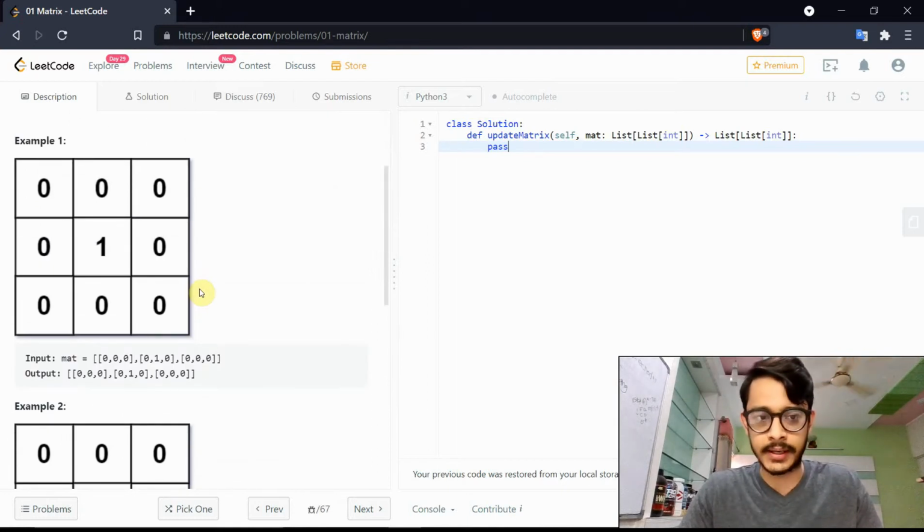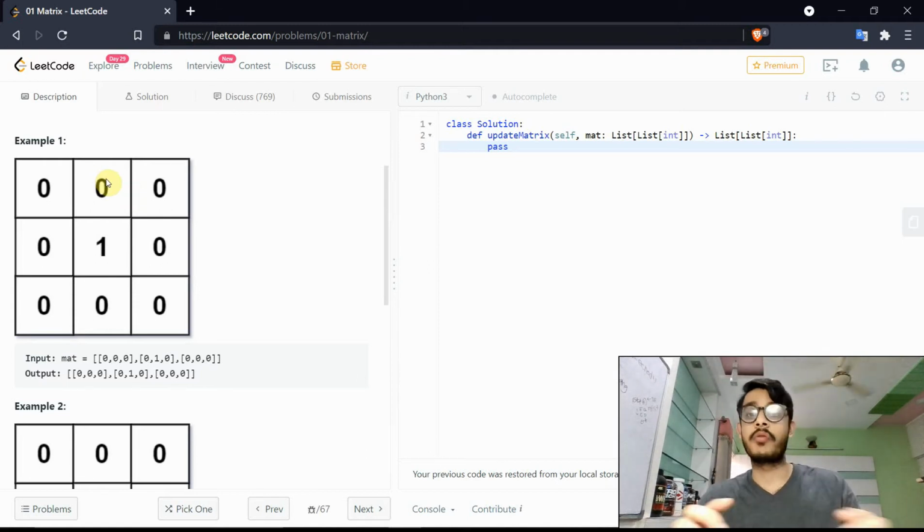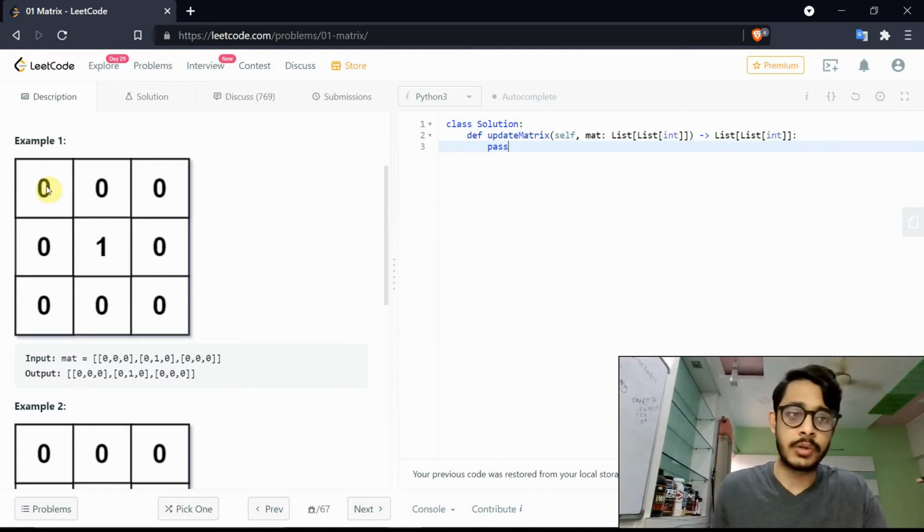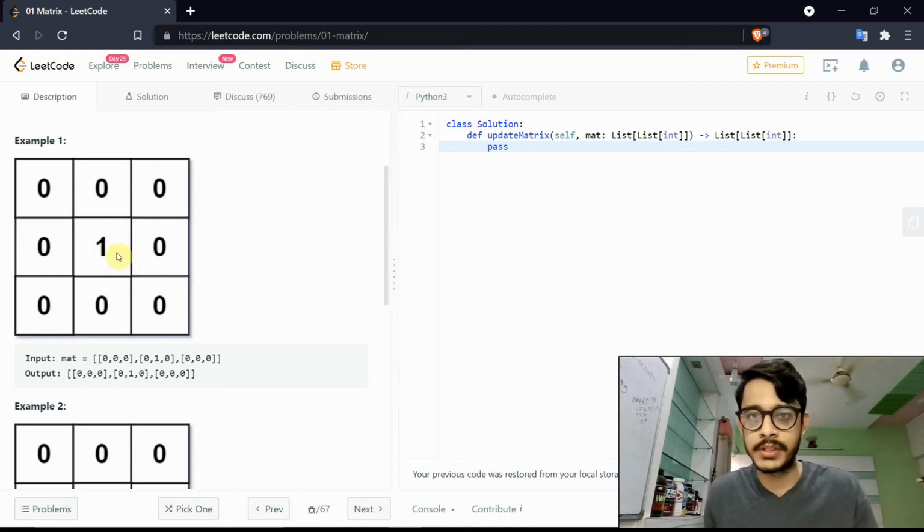You're given a matrix, and in that matrix, there are only zeros and ones. You have to find, for each cell, how far away it is from the nearest zero. So, in the case of zero, it's zero distance away from zero. It's a trivial case. In the case of a one surrounded by zeros, it's a distance of one from any of the zeros. The goal is to find the minimum distance from any element you want to consider to a particular zero.